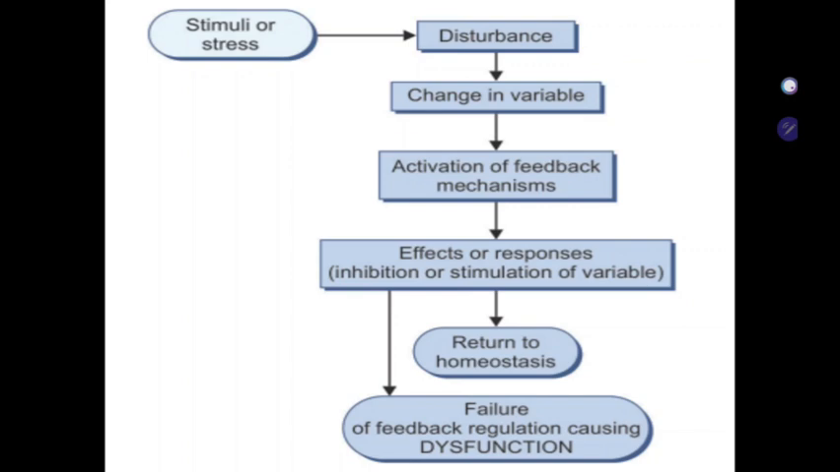Now, what will happen if there is a failure of the homeostatic regulation? Stimuli or stress will lead to disturbance and there will be changes in the variable, which will cause the activation of feedback mechanisms. After the feedback mechanisms are activated, there will be effects or responses which will inhibit or stimulate the variable. This will cause the return to homeostasis, or the failure of which will cause dysfunctions or diseases and will eventually lead to death.